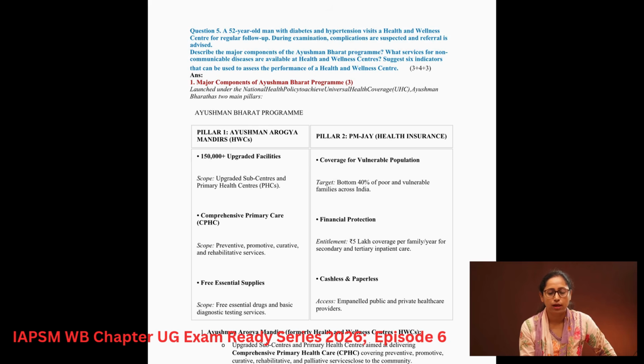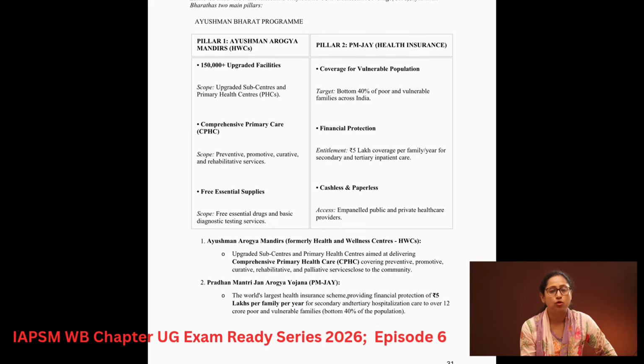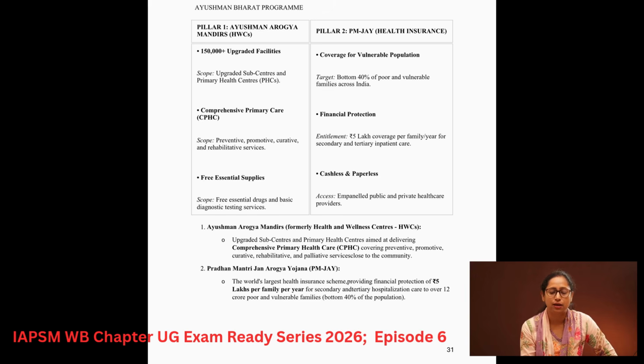So, more than 1,50,000 upgraded facilities are there as HWCs, now Ayushman Arogya Mandir. The scope is upgraded sub-centers and primary health centers. Comprehensive primary care is given and preventive, promotive, curative and rehabilitative services are given there. Free essential supplies like free essential drugs and basic diagnostic testing are available.